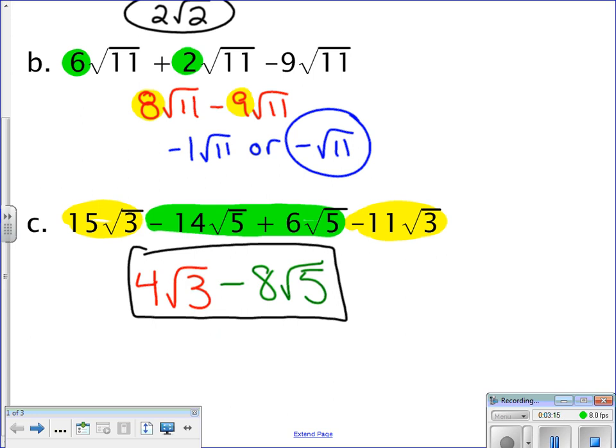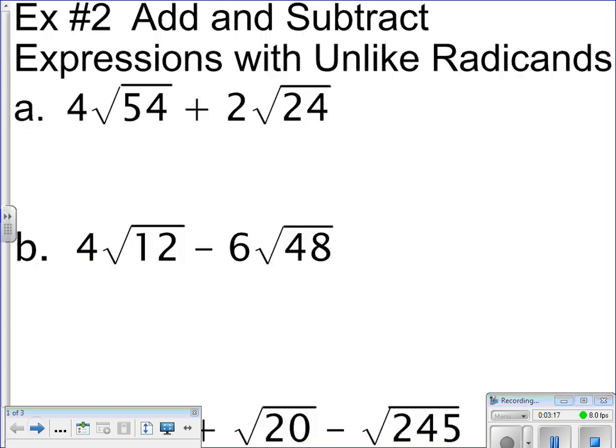Okay? Now the next slide. Now these need to be simplified first before you can combine them together. You notice there's 54 and 24, 2 different numbers. But these can be simplified. 54 can be broken down, and so can 24.